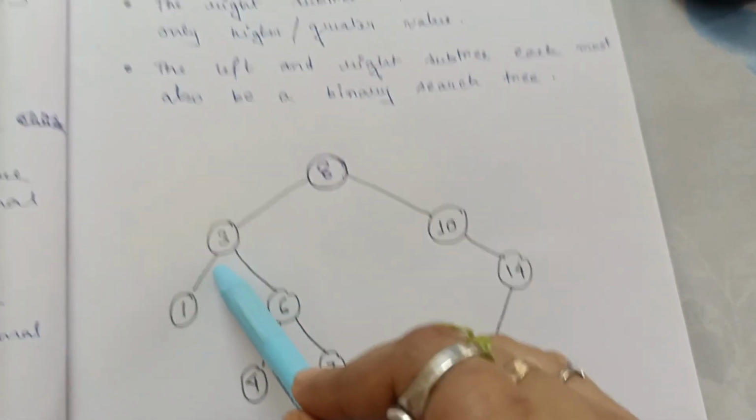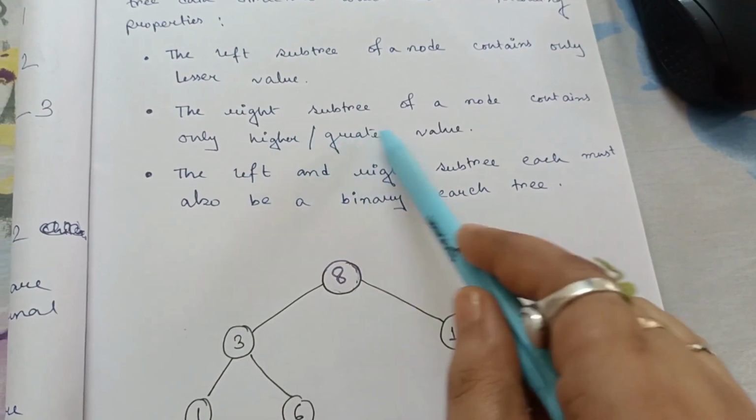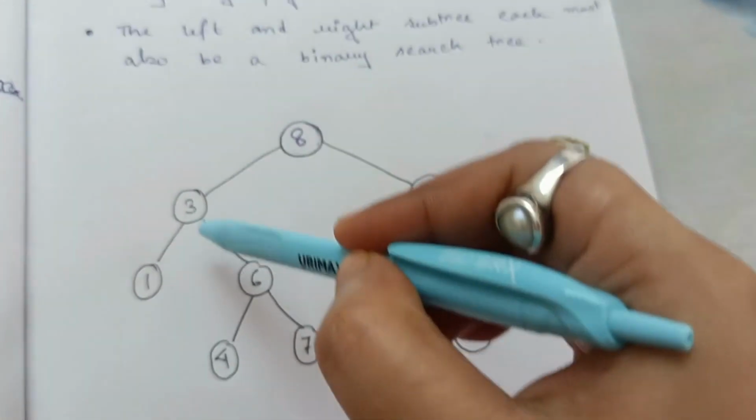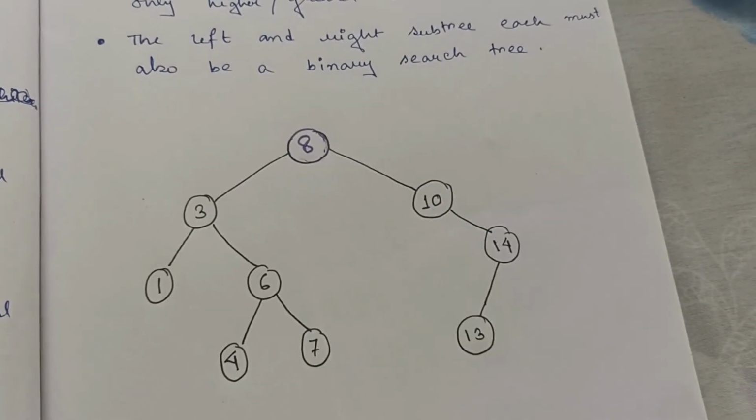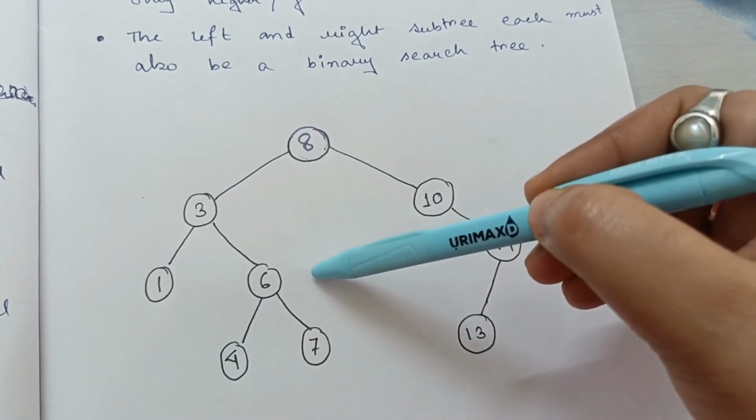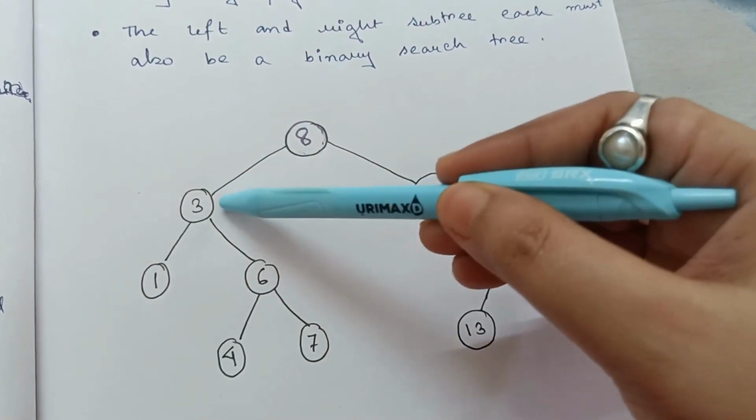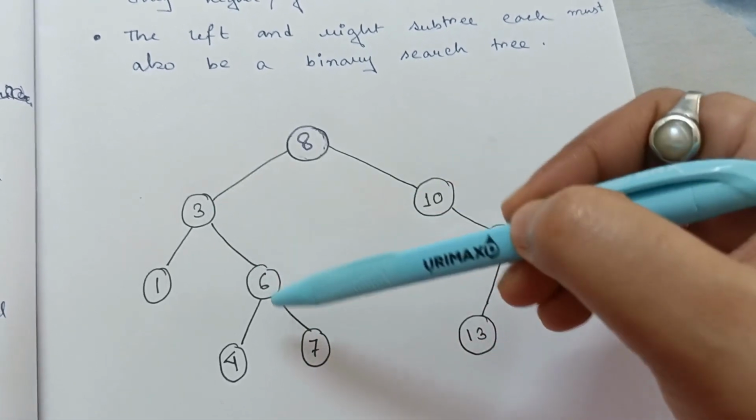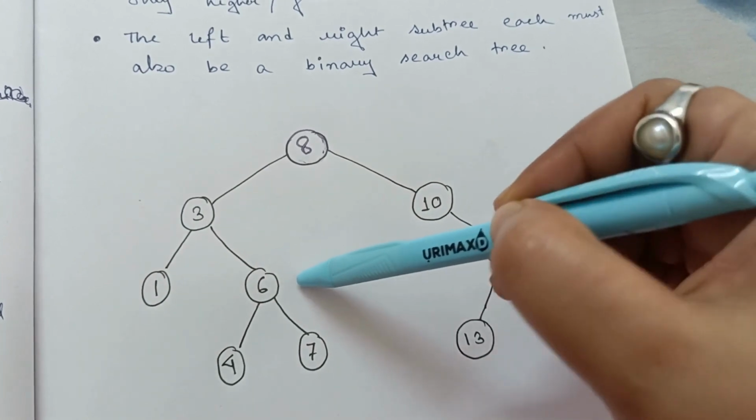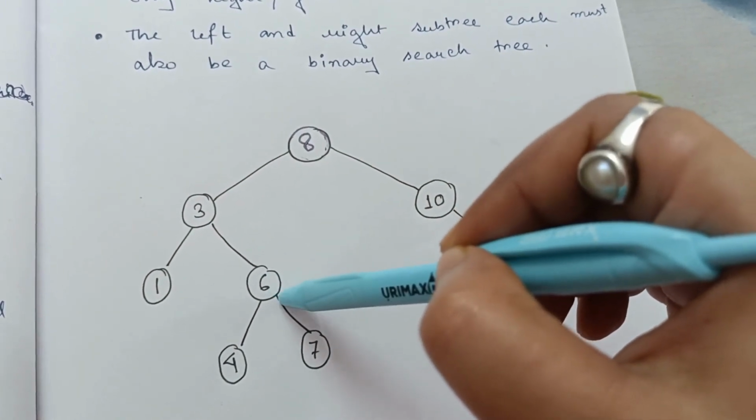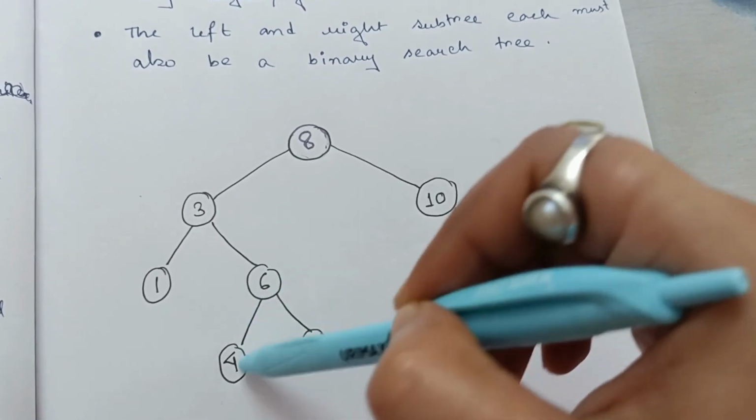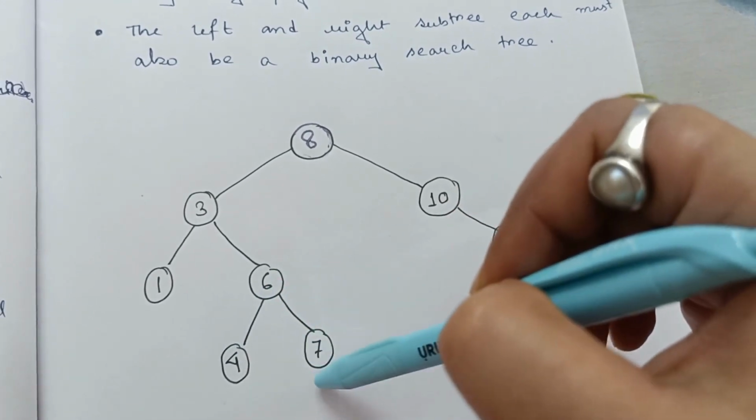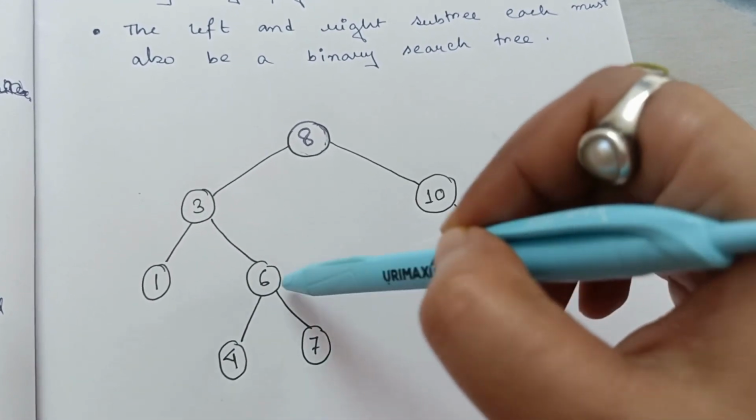But according to the second point, the right subtree of each node contains the higher or greater value. Now in this example, if 3 is a node, the right subtree, that is 6, contains a higher value than the root according to the BST rule, that means the binary search rule. Now if 6 is the root node, in that case 4 is the left subtree of 6, that means the lesser value, and 7, the higher value, is the right subtree of 6.